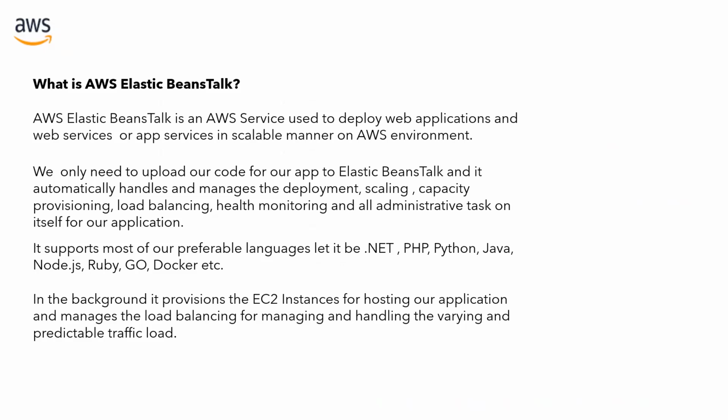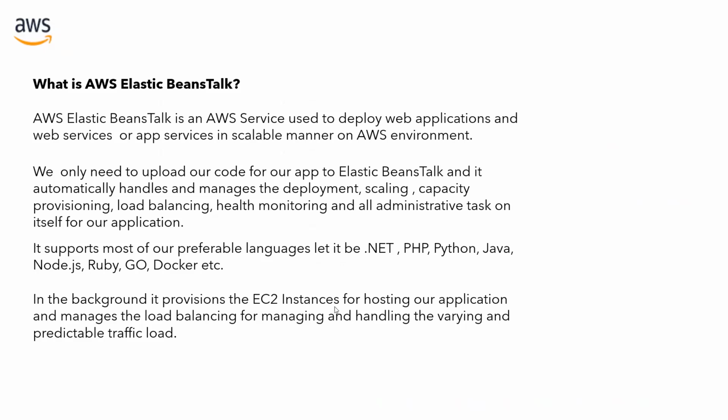It also automatically decides and provisions the capacity that will be required for your application. All of those things are managed by Elastic Beanstalk in the background. It supports many languages, like .NET, PHP, Python, Java, Node.js, Ruby, Go, and Docker. In the background, it provisions the EC2 instance.